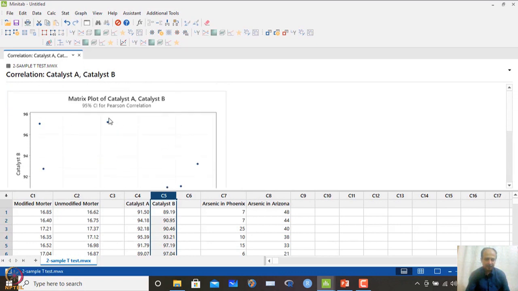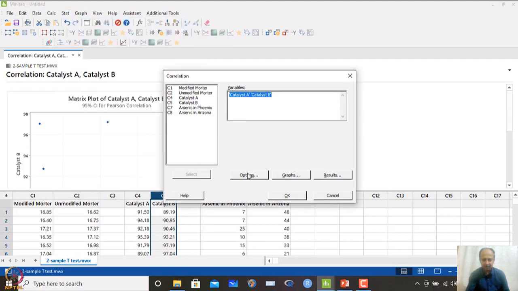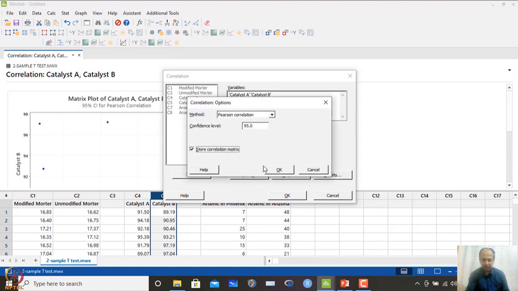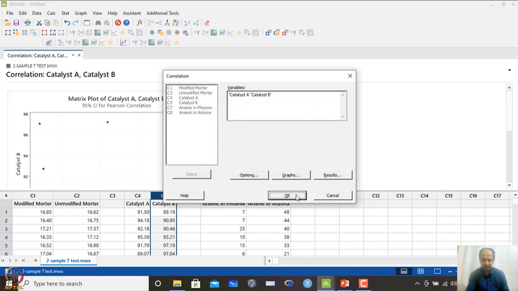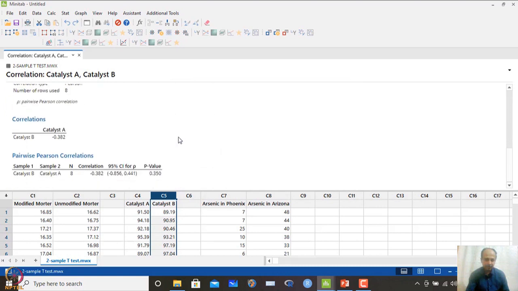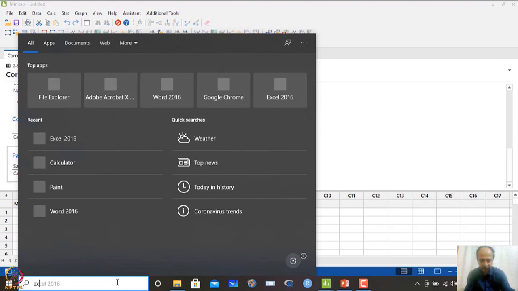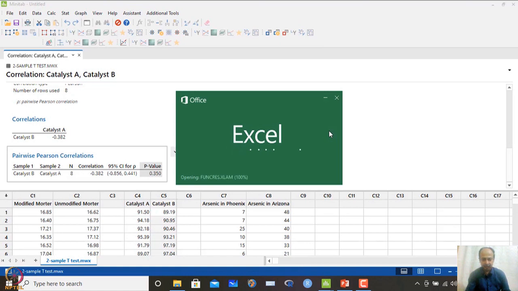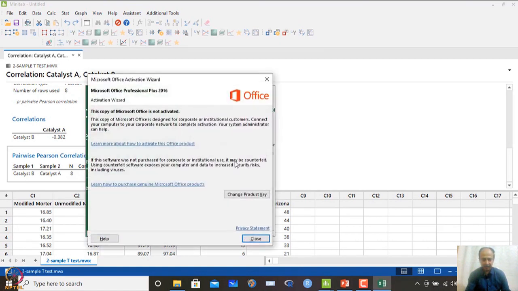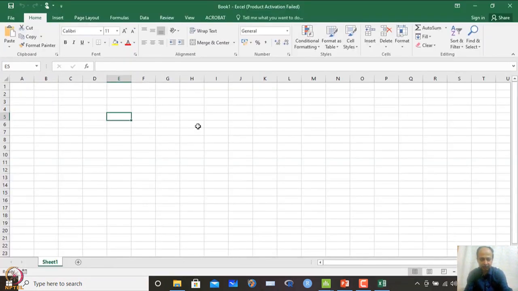we can also check the p values for this. So we can go to Stat, Basic Statistics, and Correlation. For options we can give store correlation matrix and graphs results. We take the pairwise correlation matrix, and then the p value will be reported over here. I am copying this as a picture and I will paste it, let us say, in Excel so that it is visible, to show what correlation comes out between catalyst A and catalyst B.